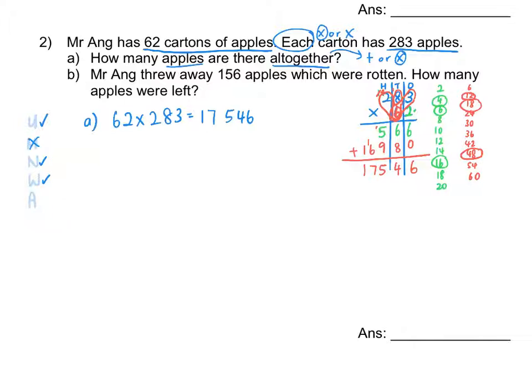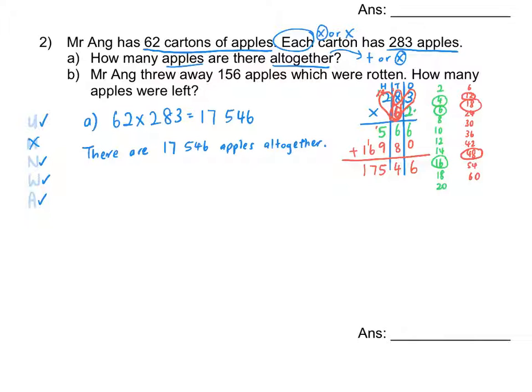Answer statement. How many apples are there altogether? There are 17,546 apples altogether. This is the answer for part A. Answer statement done. Now let's go on to part B.